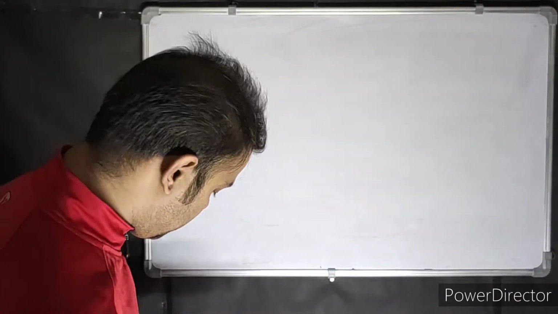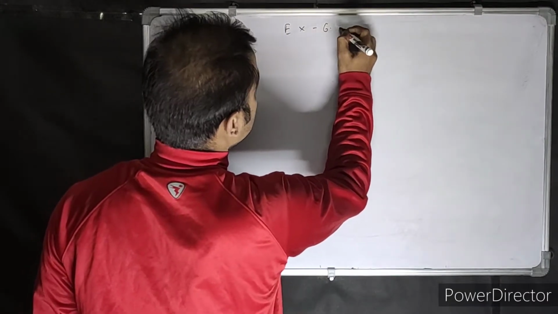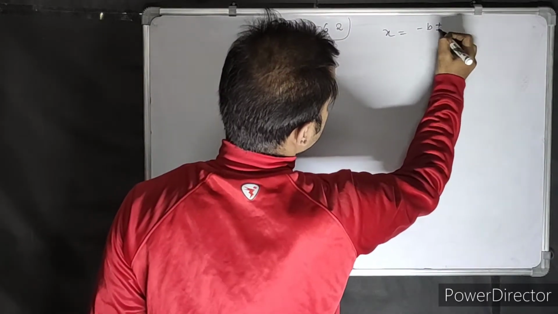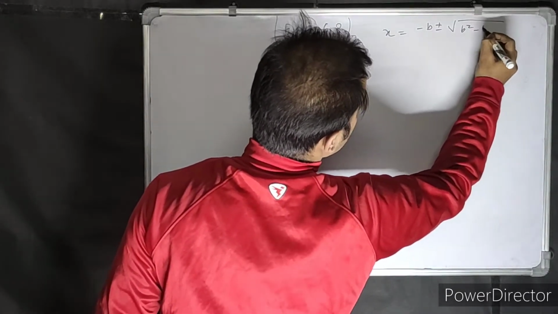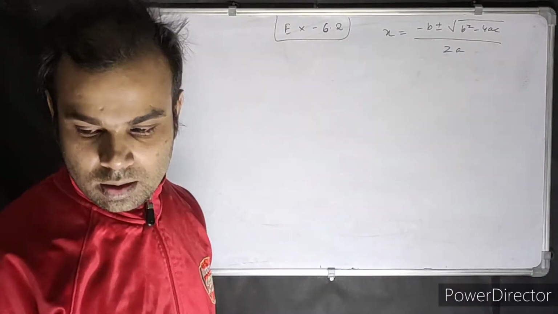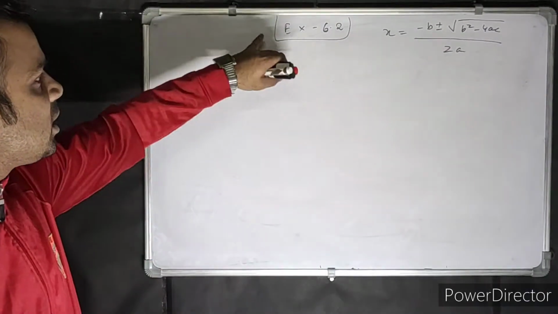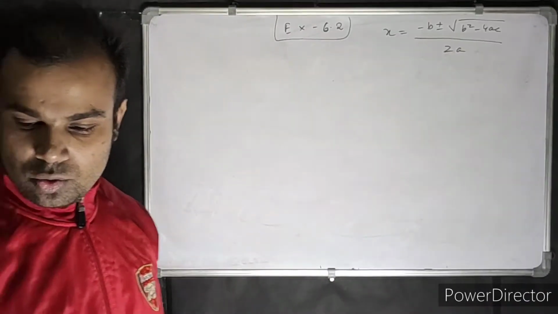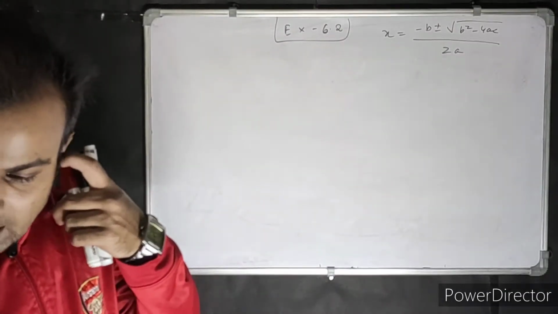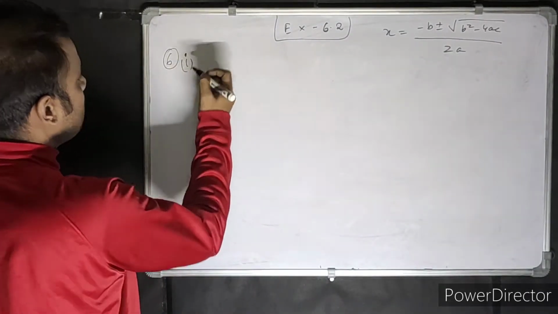I was doing exercise 6.2. In this exercise, it's telling us to use the quadratic formula, that is x is equal to minus b plus minus root over b squared minus 4ac by 2a, to solve the given questions. Although you don't have to use the formula, since it's already specified in the question, you have to. I think I have done till question number 5. Today I'm going to start with question number 6. If I missed any question, I'll check it out and do it in the next video.